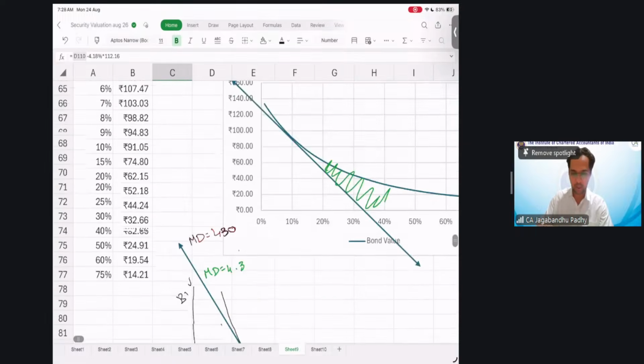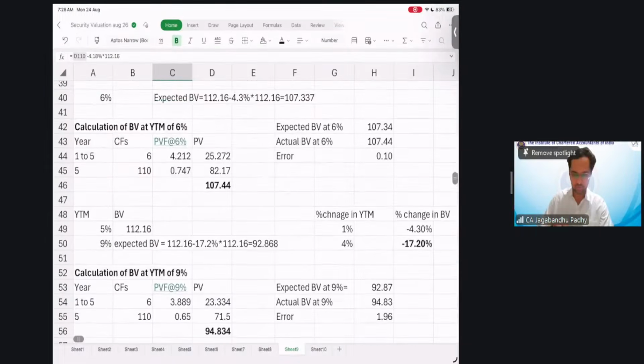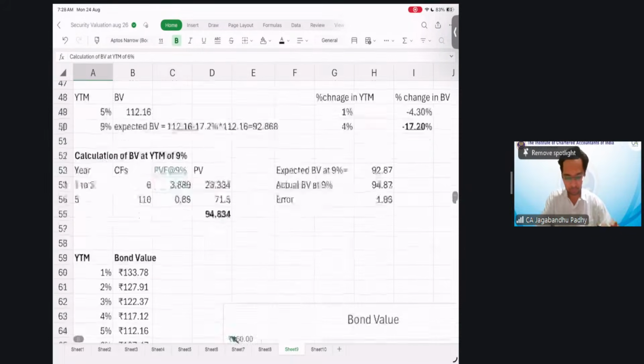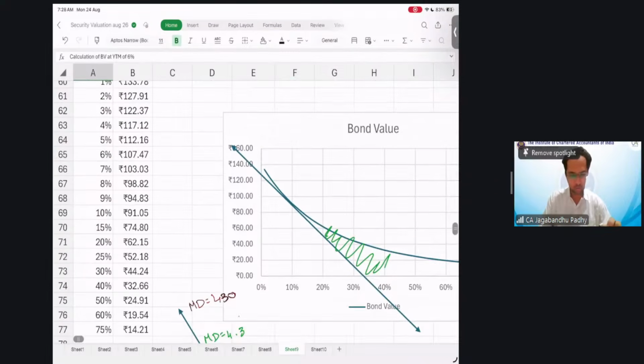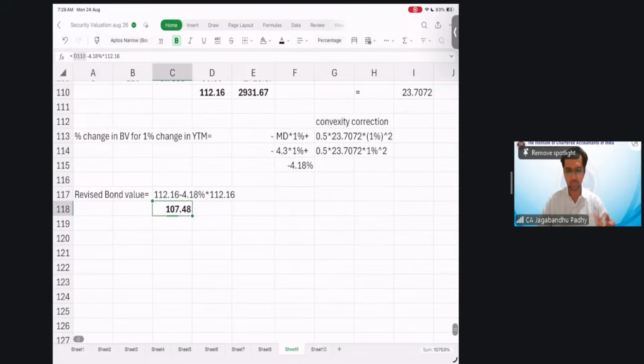And if you look at the actual bond value change, you can see the calculation of bond value at a YTM of 6%. It is 107.47, and we got it as 107.48. It is slightly off by 1 paisa, but that could be due to a rounding off error.